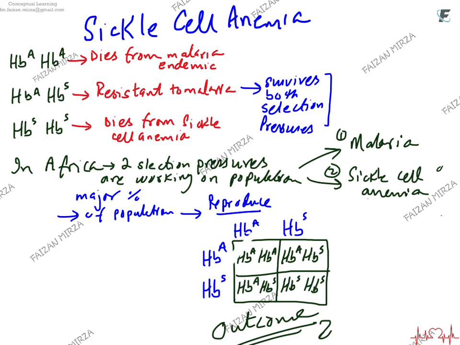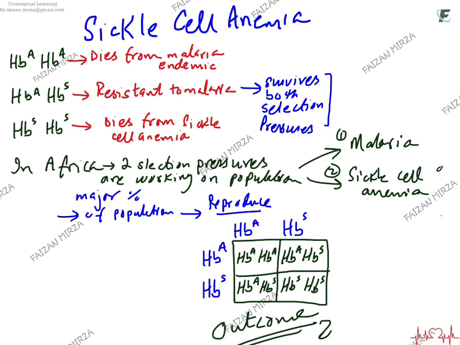Why is that so? Because individuals who are there in Africa, most of them are actually HbA HbS. So whenever they reproduce, this is the kind of Punnett square which I was talking about. There will be 1 in 4 chances that this individual will be produced, which can die from malaria endemic. There will be 1 in 4 chances that an individual offspring can be produced who is susceptible to dying from sickle cell anemia, and there will be 2 in 4 chances that the same kind of offspring will be produced, similar to the parents. This is why malaria and sickle cell anemia have not been able to wipe out the HbA HbA combination or HbS HbS combination from the African population.